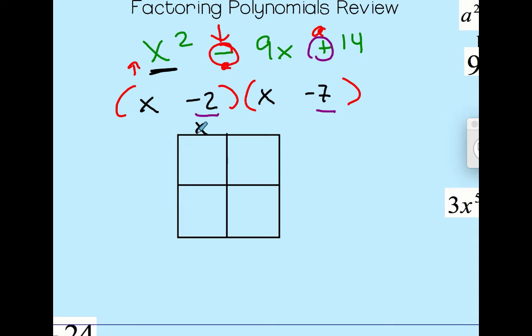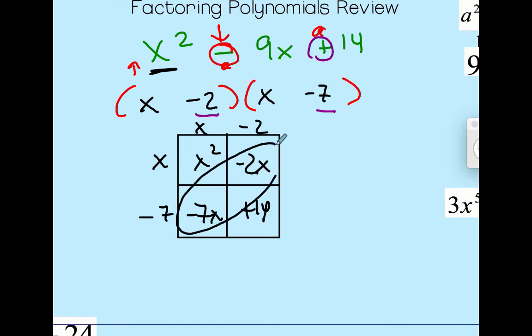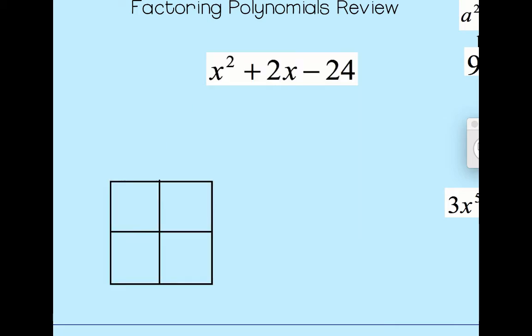x minus 2 times x minus 7. x squared, negative 2x, negative 7x, positive 14. Negative 2 and negative 7 makes negative 9x. So I have x squared minus 9x plus 14, exactly what I started with. Okay, let's look at another one.